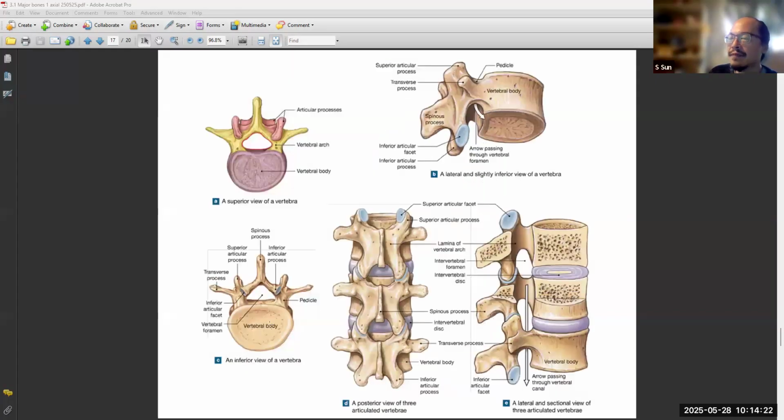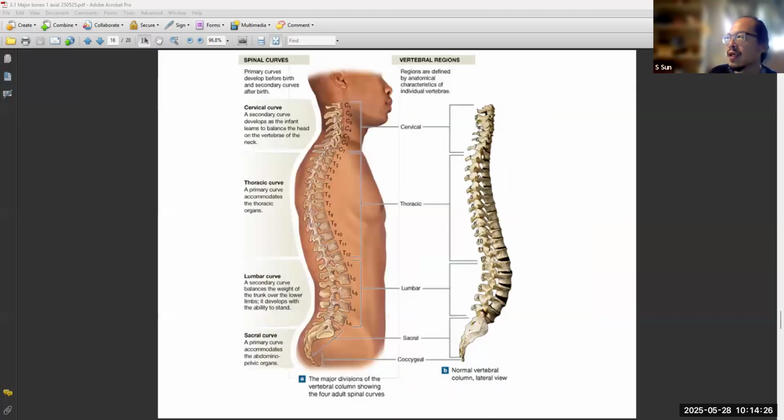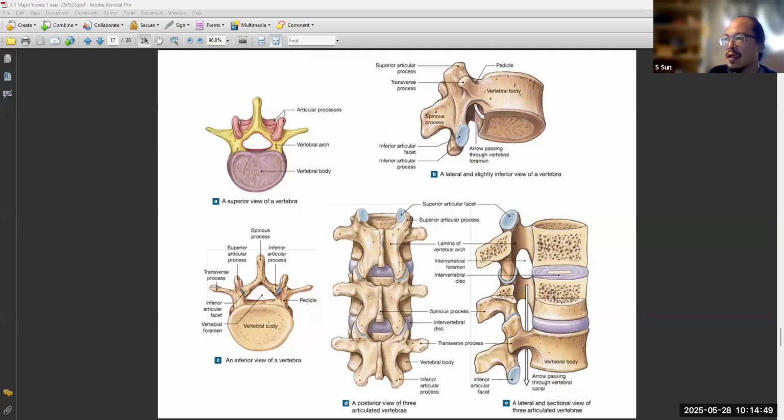So it has the body. This body allows bone to lay on each other. And between the bodies, we have this cartilage to absorb the pressure. It's called the disc. We are not talking about it here, but it absorbs pressure between bodies.